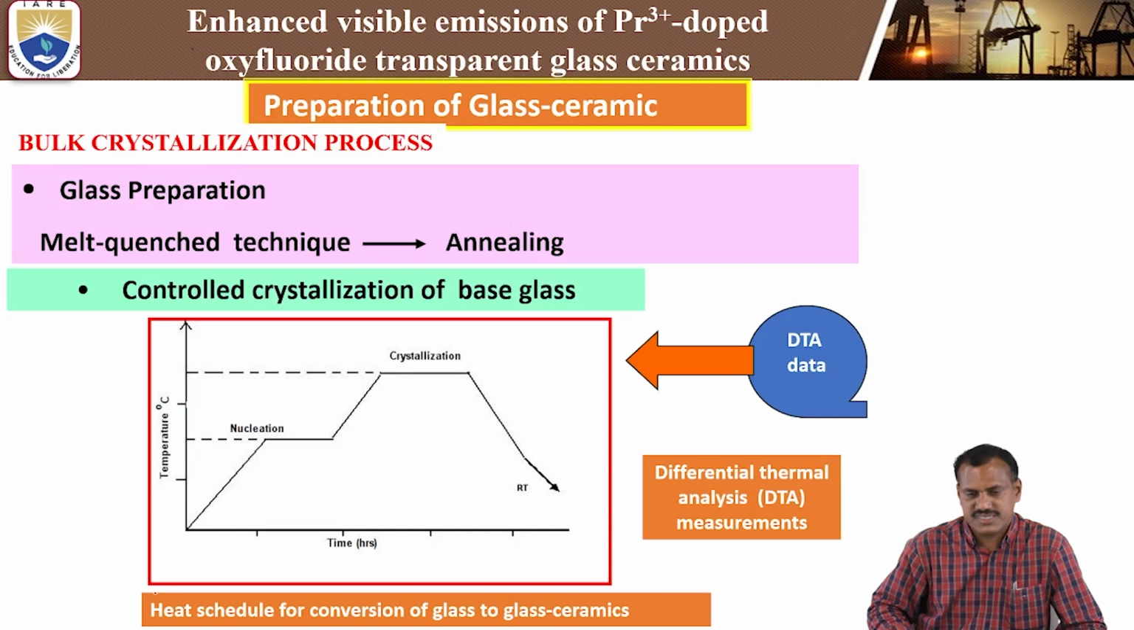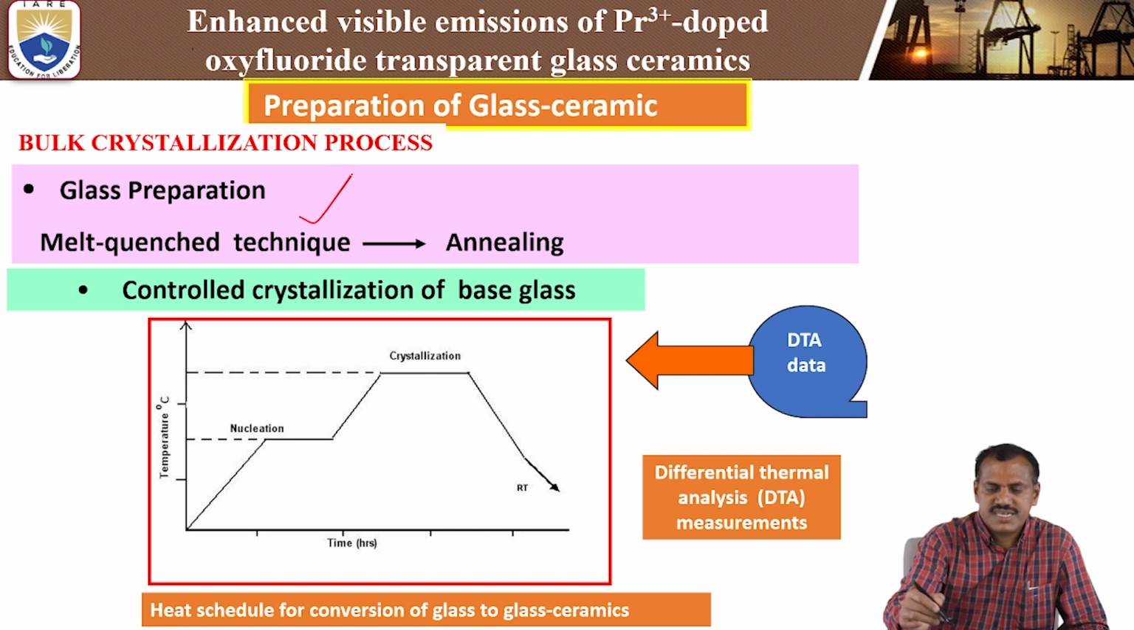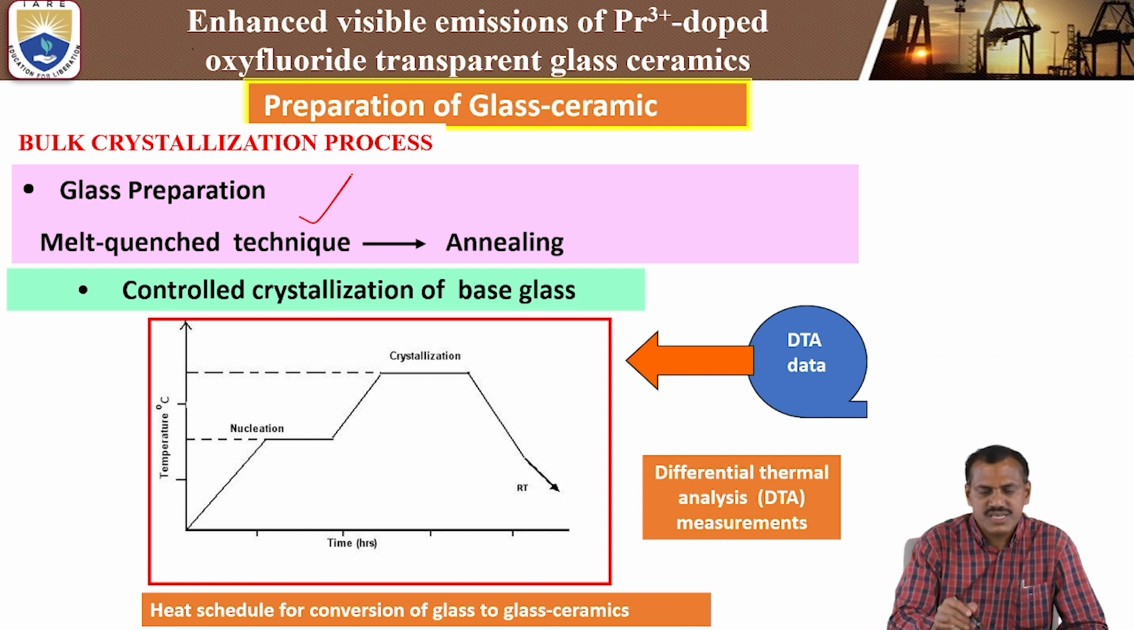Now we are going to discuss that one. So how are glass ceramics prepared? Initially, we prepare the glass material by using the melt quenching technique. After that, you need to do the controlled crystallization of the base glass.